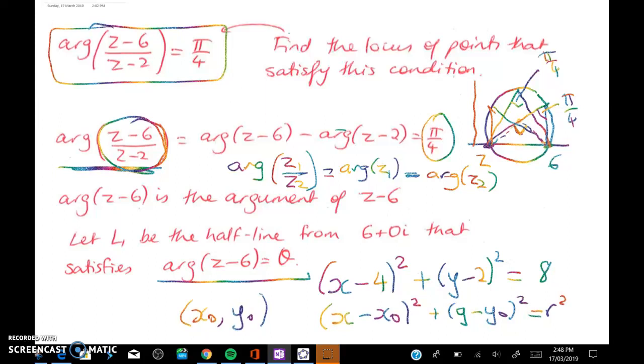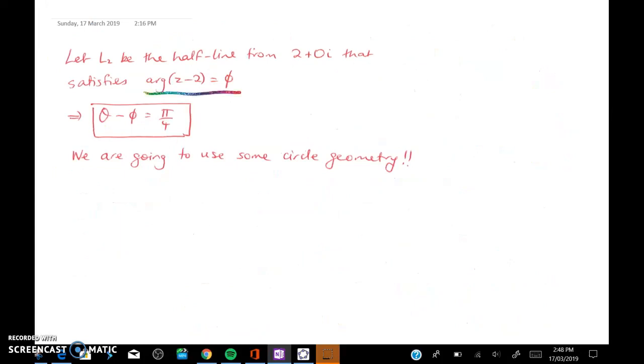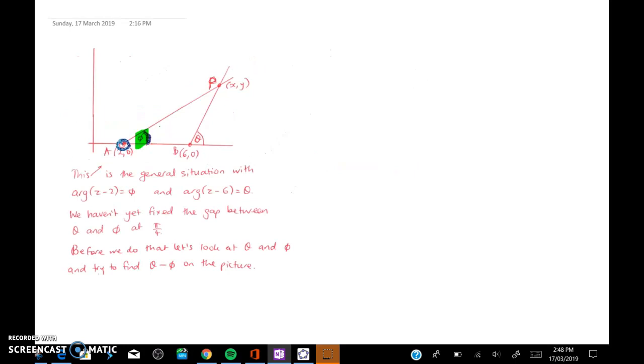So we're going to say that the arg of z minus 6 is theta, and then we're going to say that the arg of z minus 2 is phi. And that means that we get this condition. So we're looking for where is theta minus phi equal to π/4, and then we're going to find all of those points and find an equation for those points. And we're using circle geometry. So this is my general situation before I'm fixing my angle at π/4. So where on the picture can we see theta minus phi?